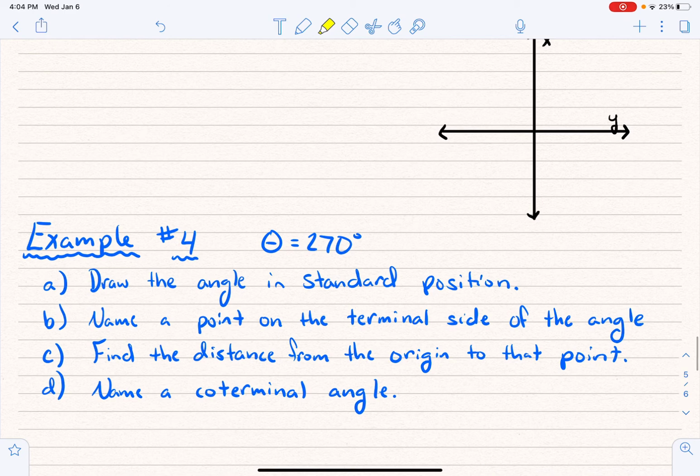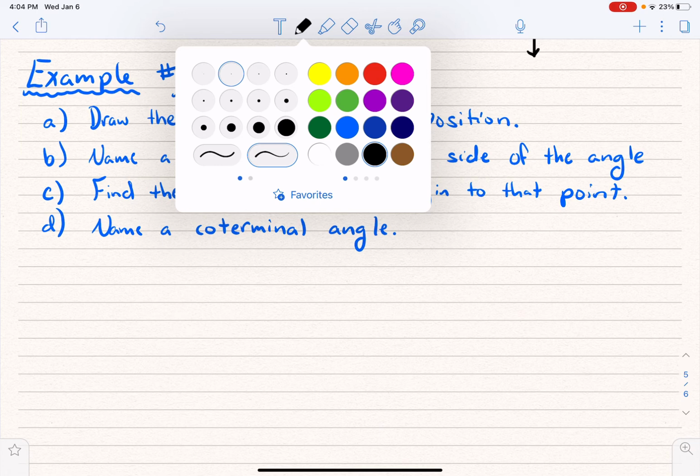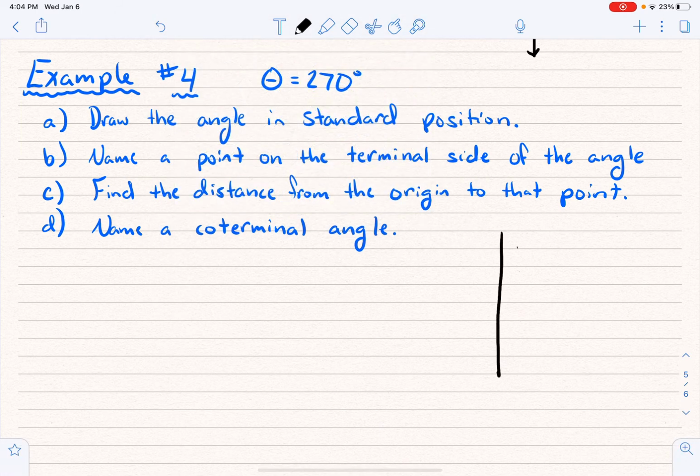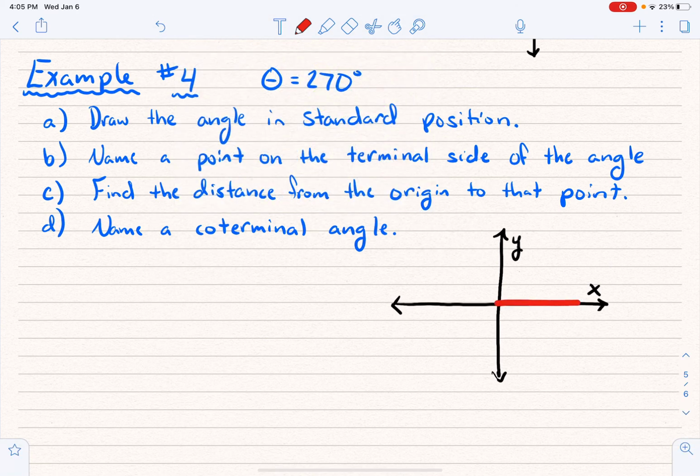Okay, this is actually way, way easier than you think. This might sound like a lot, but this is what a lot of your homework is going to look like tonight, and this is just too simple. Okay, it's really simple. So I'm going to draw a coordinate plane, x, y. Okay, so let's draw the angle in standard position. All angles in standard position start on the positive x-axis. So we got 90 to get to there, 180 to get to there, 270 to get to there. So it's going to look like that.